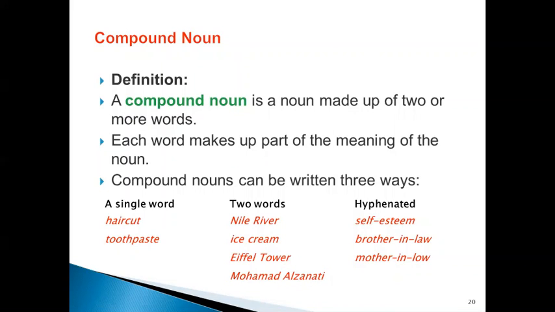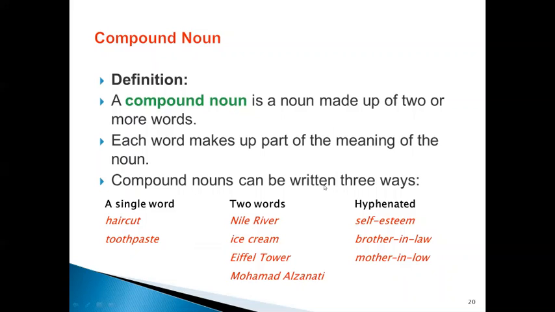We have some other type of nouns which are known as compound nouns. You can say a compound noun is a noun that is made up of two or more words. So we combine some words together, and we think of it as a compound noun. Each word makes up part of the meaning of the noun, so they work collectively.